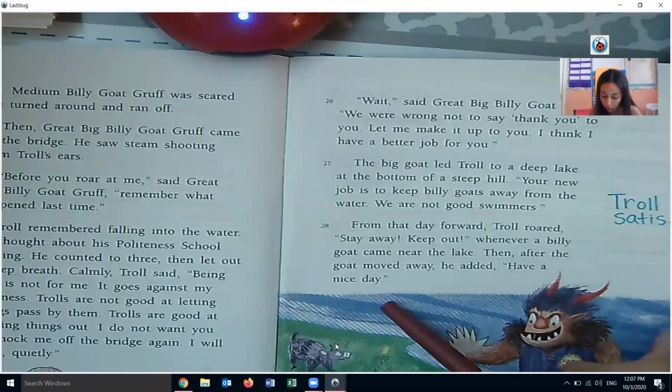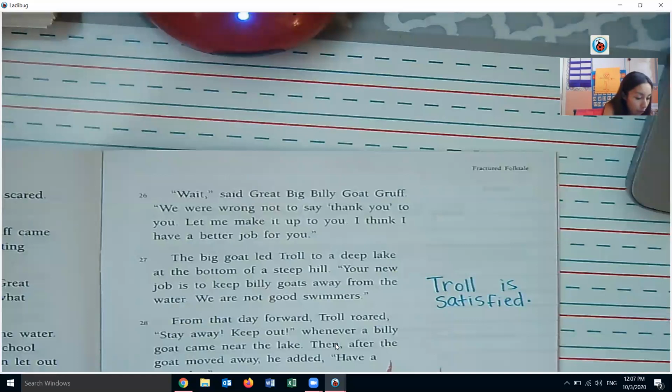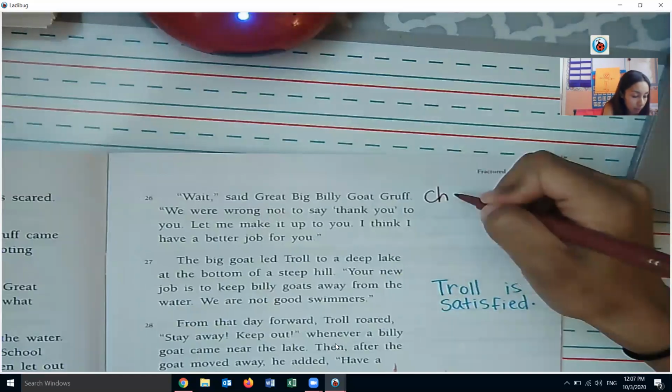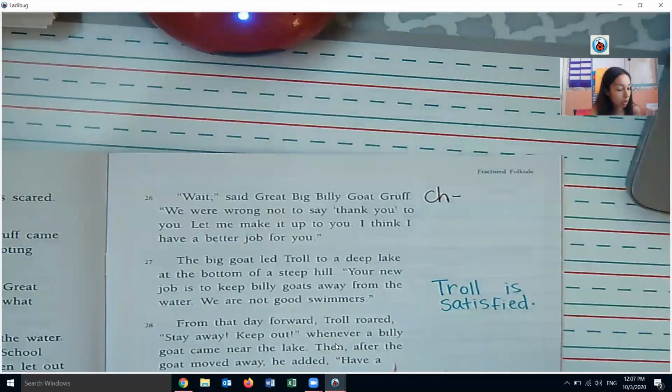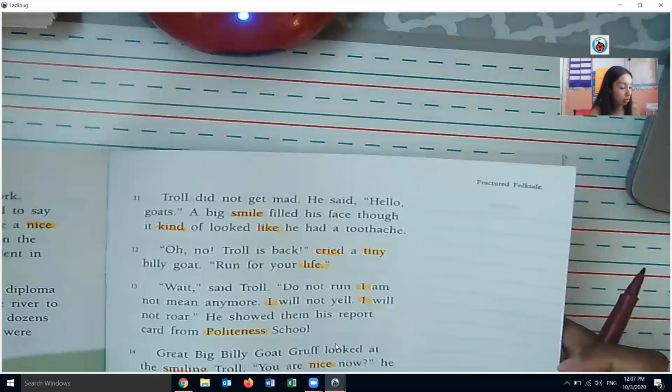So the questions were, so reread the story, we did that. What are the challenges Troll faces? So I'll put a little CH here for challenges, the kind of problems that he had. So first, let me go back to the story because there are a few.